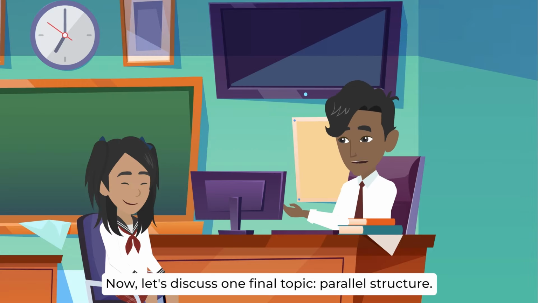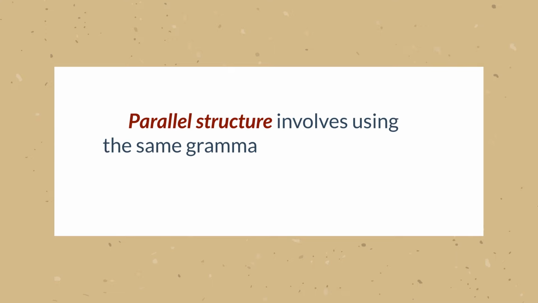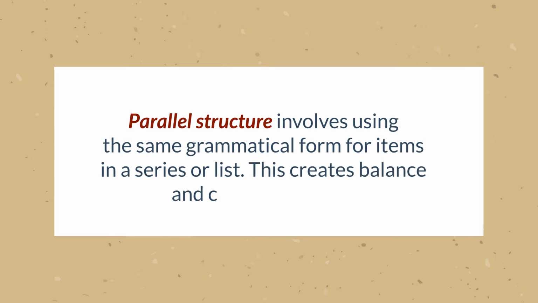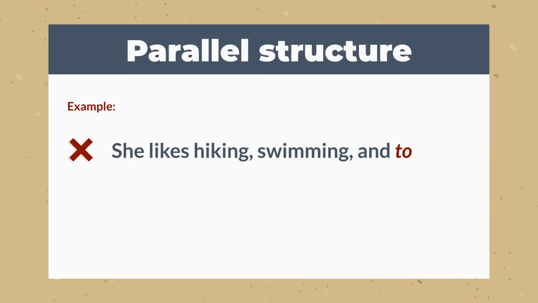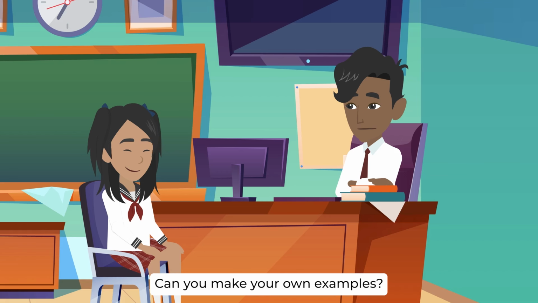Now, let's discuss one final topic, parallel structure. Can you explain what that means and why it's important? Parallel structure involves using the same grammatical form for items in a series or list. This creates balance and clarity in writing. For example, "she likes hiking, swimming, and to run" should be corrected to "she likes hiking, swimming, and running" to maintain parallelism. Can you make your own examples?